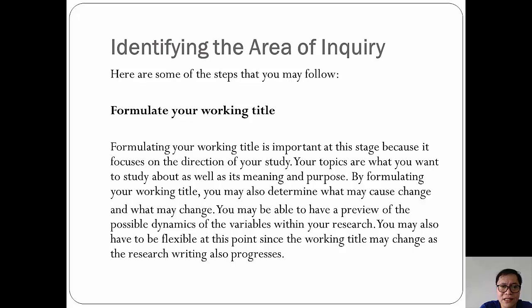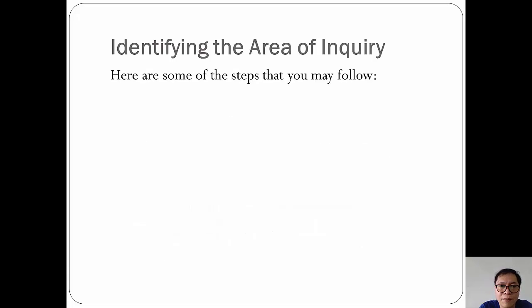As I have discussed here, formulating your working title is important at this stage because it focuses on the direction of your study, not the direction of other study. That is your study. Again, read other study, get your topic, and then find the gap, and then formulate your title. That is now the direction of your study.